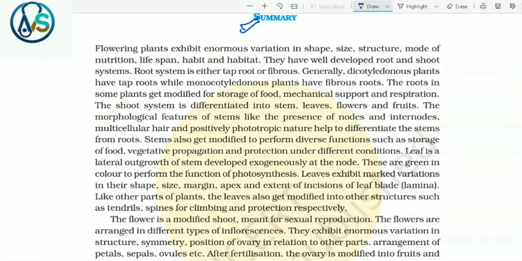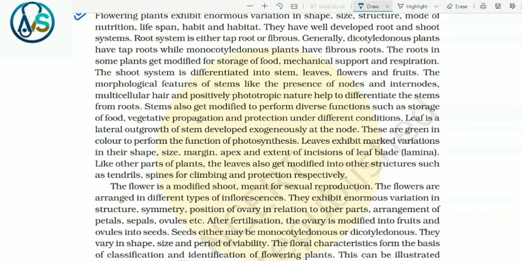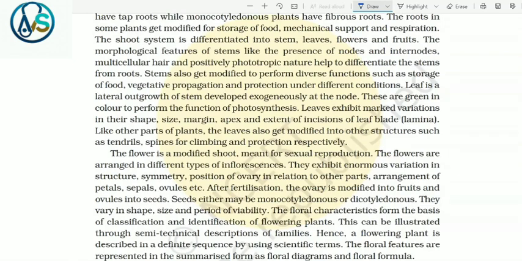Summary: flowering plants exhibit enormous variation in shape, size, structure, mode of nutrition, lifespan, habit and habitat. They have well-developed root and shoot systems. Root system is either taproot or fibrous. Generally, dicotyledonous plants have tap roots, while monocotyledonous plants have fibrous roots. The roots in some plants get modified for storage of food, mechanical support and respiration. The shoot system is differentiated into stem, leaves, flowers and fruits.